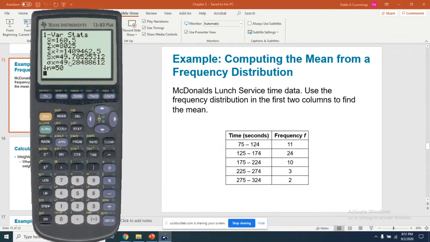Okay, we're going to talk about standard deviation and variance a little later. You're also given n is 50, so that was us adding up all of our frequency values. You're given the minimum. You're given Q1, which is the first quartile. We'll talk about that shortly. You're given the median, which is that middle value once you arrange all your data values. You're given Q3, which is the third quartile. You're given the max. Okay, and those are all of the features. But here, the only thing we are interested in is the mean, which is 160.5. Okay, so any questions on calculating the mean of a frequency distribution?